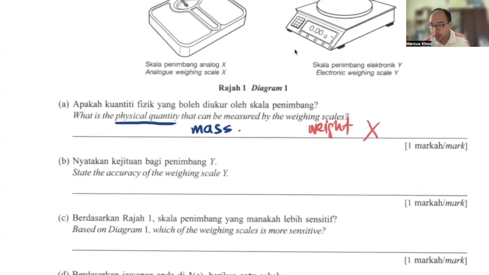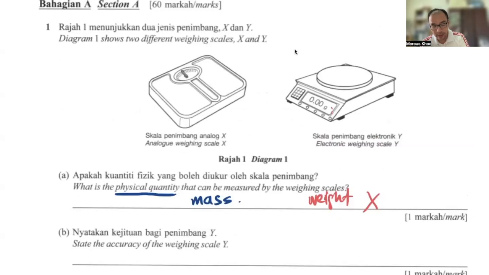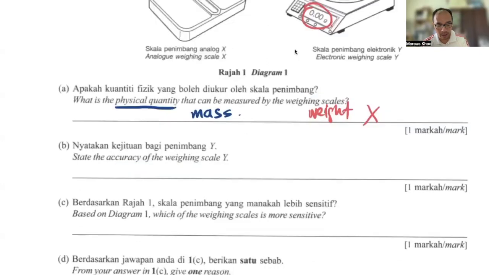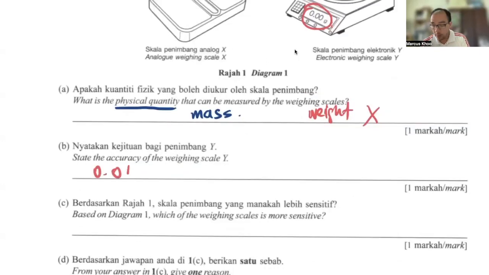Okay, state the accuracy of weighing scale Y. Okay, the accuracy is what is the smallest possible number that you can get on the weighing scale. So the answer will be 0.01 gram. Don't forget to put the units. Based on diagram 1, which of the weighing scales is more sensitive? Of course, it is Y. Okay, Y is more sensitive.